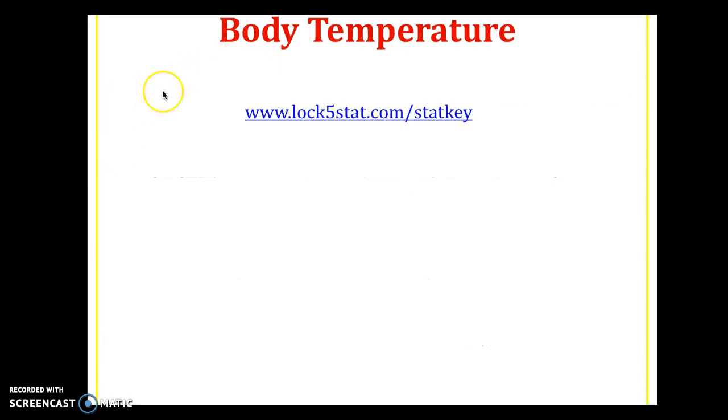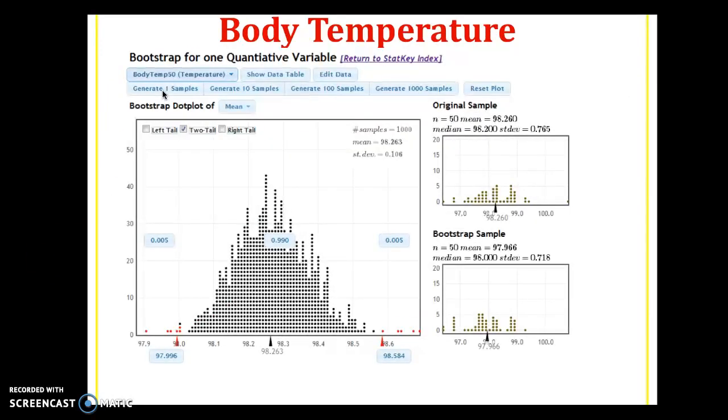So let's go back to that body temperature example. And I'm going to go through this in a second with StatKey. And so we have the sample right here. Again, the mean of this is 98.26. If we take enough samples, I'm going to suggest 2,000 instead of 1,000, the mean should be pretty close to the sample mean. And what we're going to do is click on this two-tail and then make sure the center is the percentage that we want. And we get the middle 99% of this bootstrap. So down here at the bottom, I get 97.996 and 98.584.